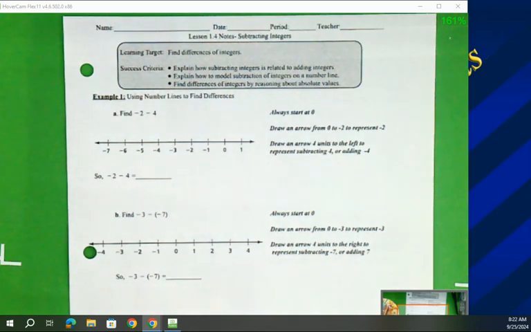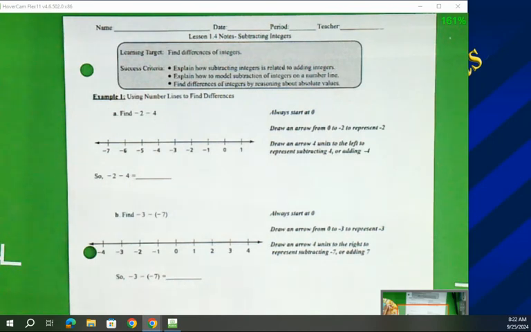Okay, this is lesson 1.4, notes on subtracting integers. Today we're going to explain how subtracting integers is related to adding integers, explain how to model subtraction of integers on a number line, and find differences of integers by reasoning about absolute values.